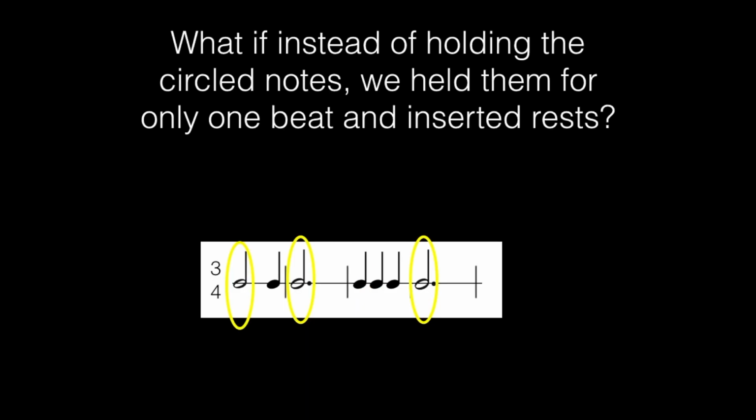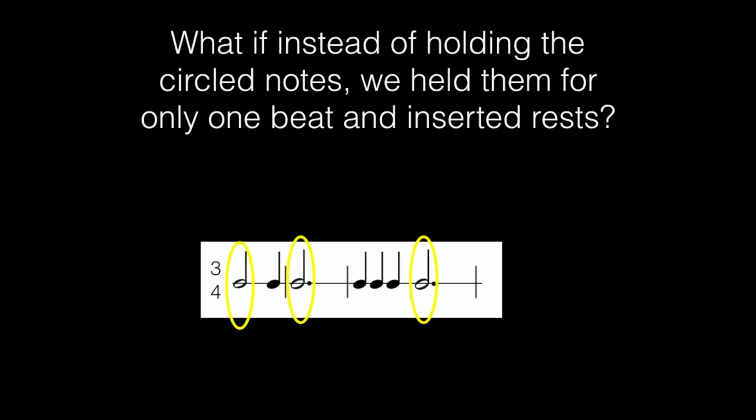So let's take an example. What if, instead of holding these circled notes, we held them for only one beat and inserted rests? So look at that first half note there. If we held it for only one beat, that means that we're taking something that takes two quarter notes and making it last only one quarter note. So we're going to have a quarter rest there.